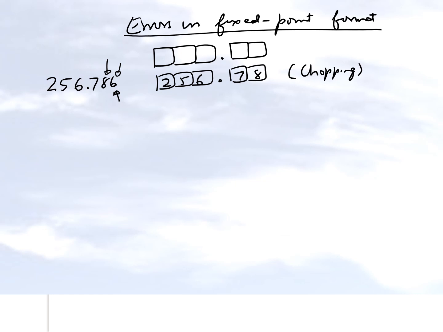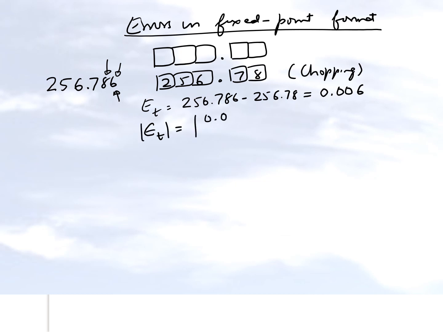Having said that, let's look at what the true error in this case will be. It'll be the exact value minus the represented value, which is the approximate value, and it turns out to be 0.006. The absolute relative true error will be the absolute value of the true error divided by the exact value, and this number turns out to be a small number like this one.